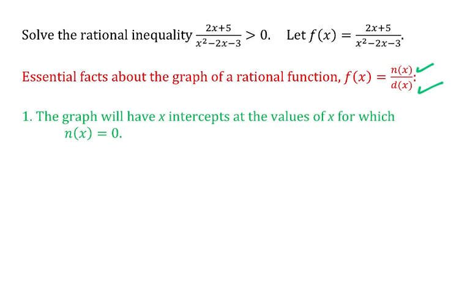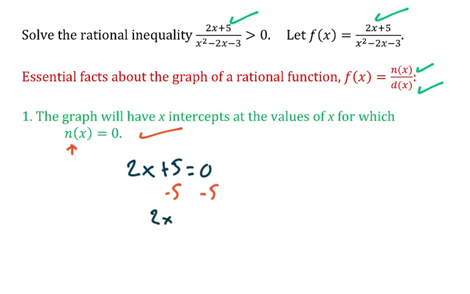This again is our inequality and our function. And the first fact that you need to know is that the graph will have x-intercepts at whatever values of x the numerator is equal to 0. So I am going to take the numerator and set it equal to 0, which will be a very simple equation to solve. I'll subtract 5 from both sides.